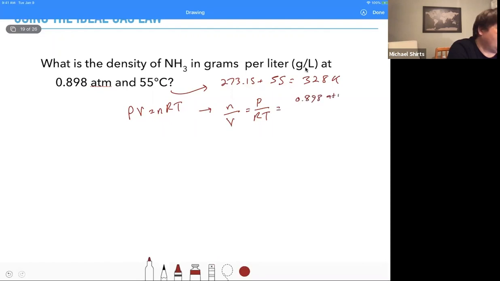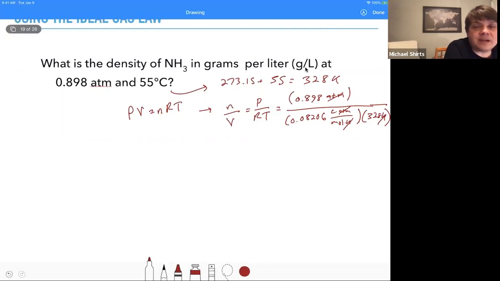So we have a molar density, which is 0.898 atmospheres over 0.08206 liter atmospheres per mole Kelvin, and then we have 328 Kelvin. And this is important here, the kelvins cancel and the atmospheres cancel. Whenever you're doing these ideal gas problems, pay careful attention to the units, make sure the units cancel. You can catch a lot of errors that way, accidentally putting the R on the top when it should have been on the bottom. Cancel out the units carefully.